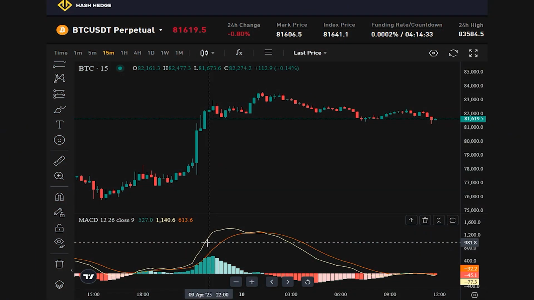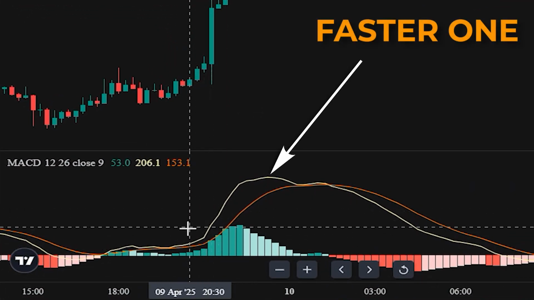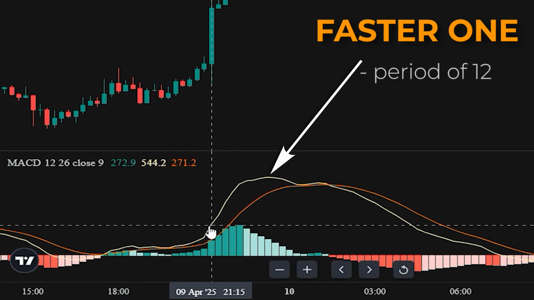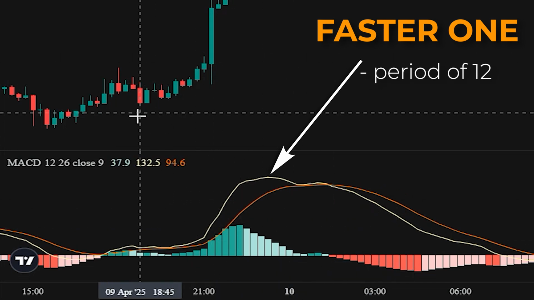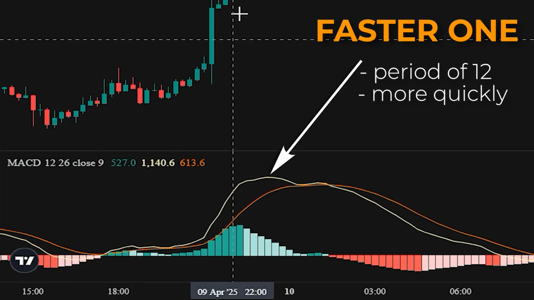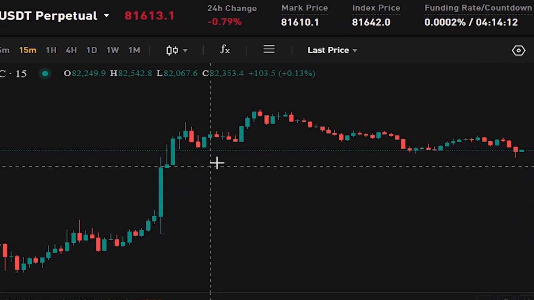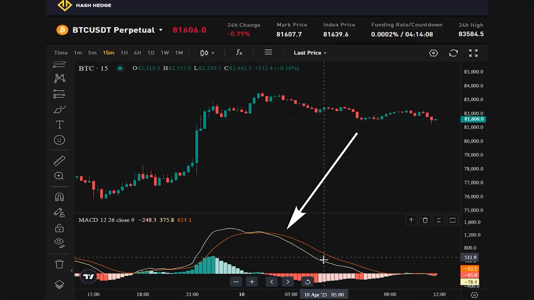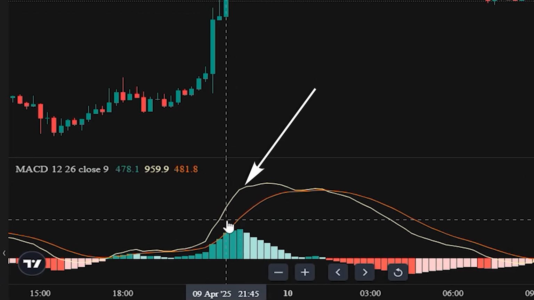So the MACD indicator consists of 4 elements. The first 2 elements are 2 moving averages. One is the faster one, in this case marked in white color. It is a moving average with a period of 12. That is, this curve shows the price change over the last 12 candles. It reacts more quickly to price movement on the chart. For example, here the chart rose, and this was instantly reflected in the moving average. Same here. When the chart went down, the white moving average quickly went down as well.